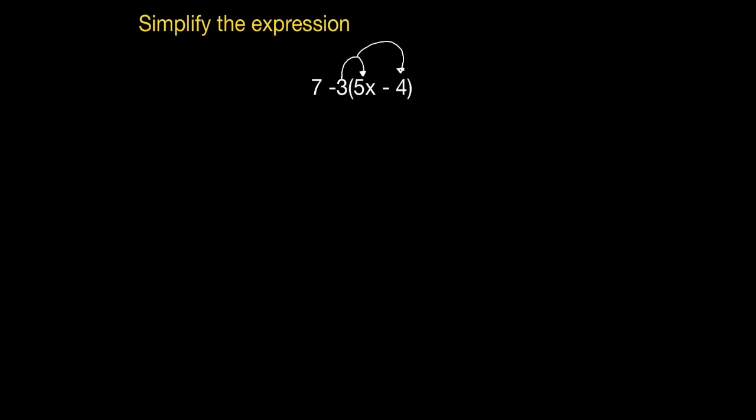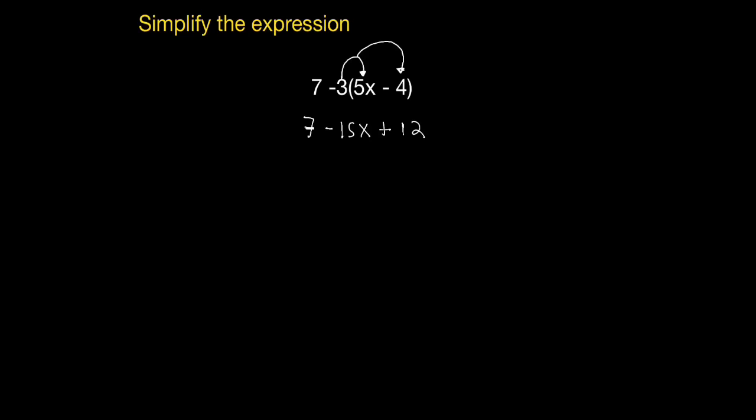So here, let's rewrite this original expression. We have 7, and then negative 3 times 5x is going to give us negative 15x. And now we have negative 3 times negative 4. Negative times negative gives us a positive, and then 3 times 4 is 12. Okay, perfect. So now we can combine like terms.